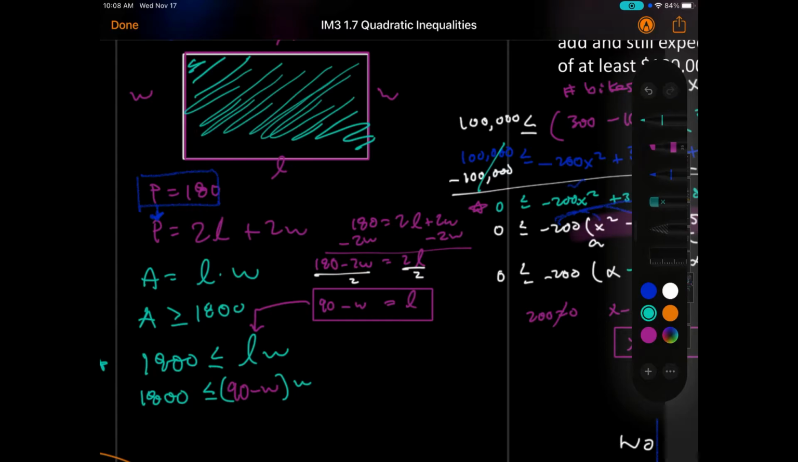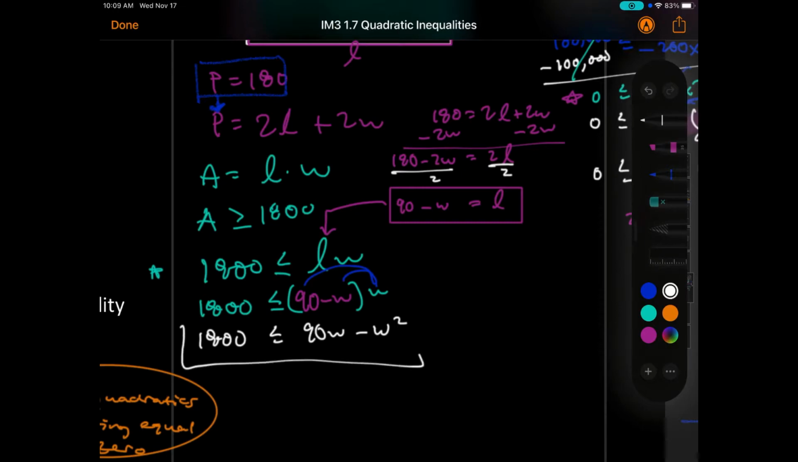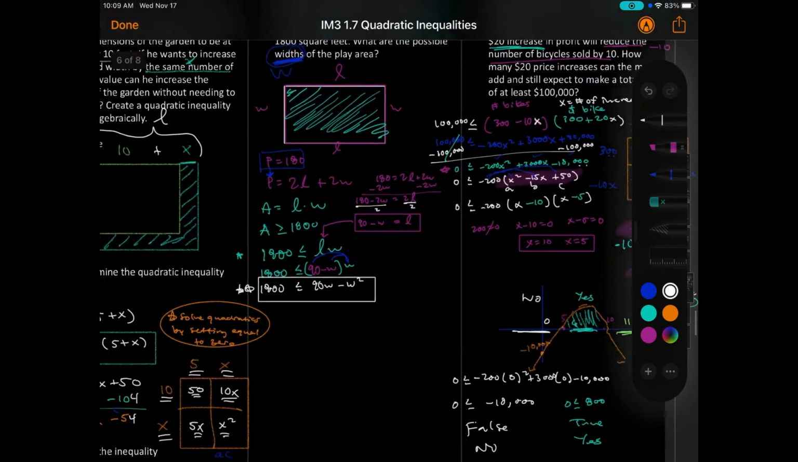Does that make sense? So these are called systems of equations. When you have 2 variables, there's multiple methods, and this is one of them. Okay, to get a quadratic inequality, all I have to do now is just to distribute. So let's go ahead and distribute: 1,800 less than or equal to 90W minus W squared. So I'm going to box this one. I don't know, double star.